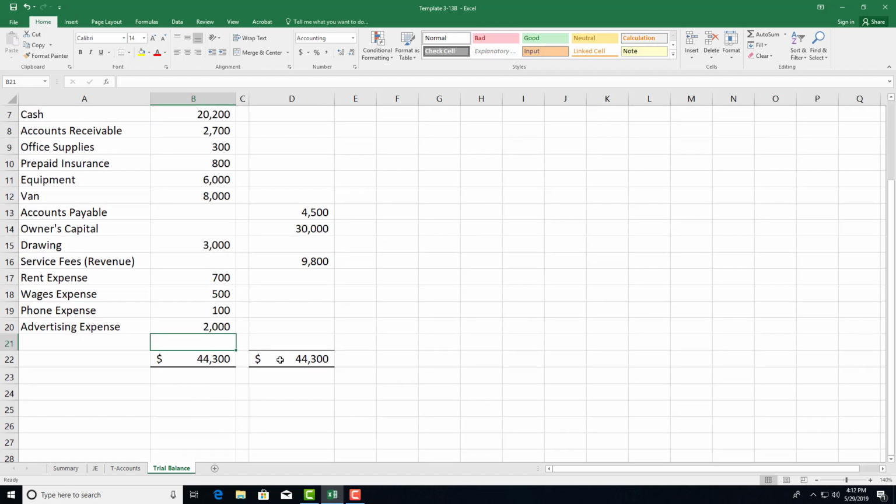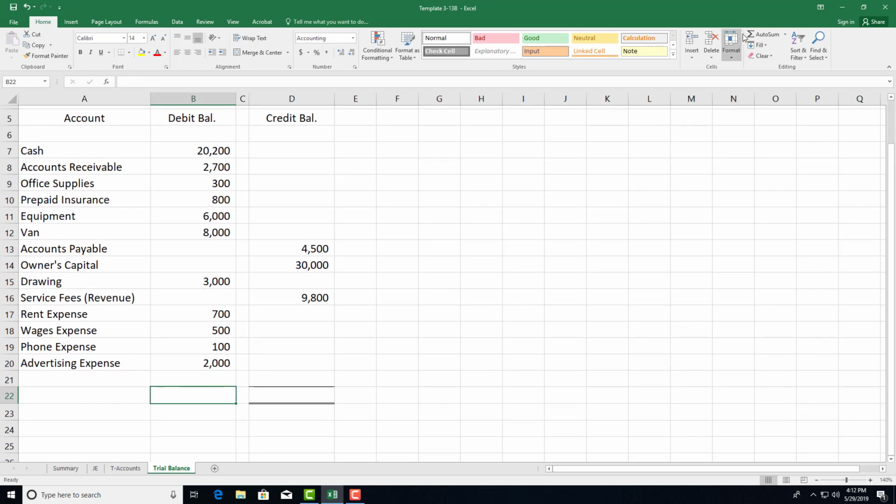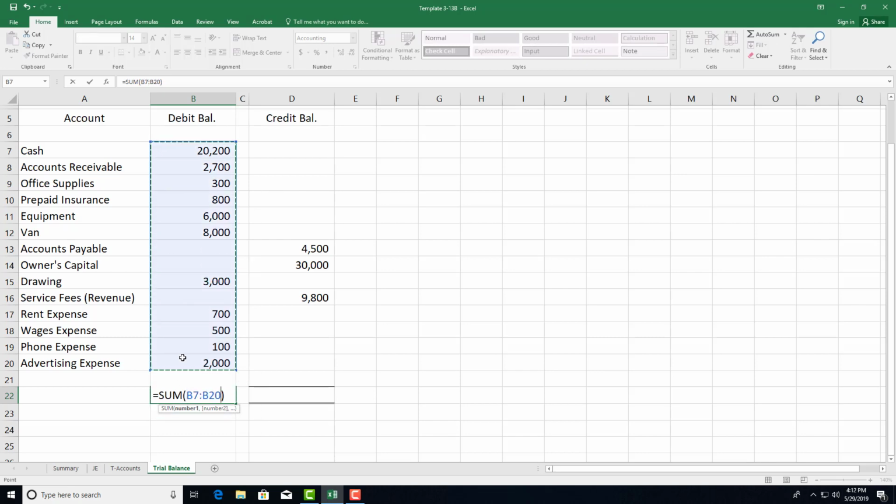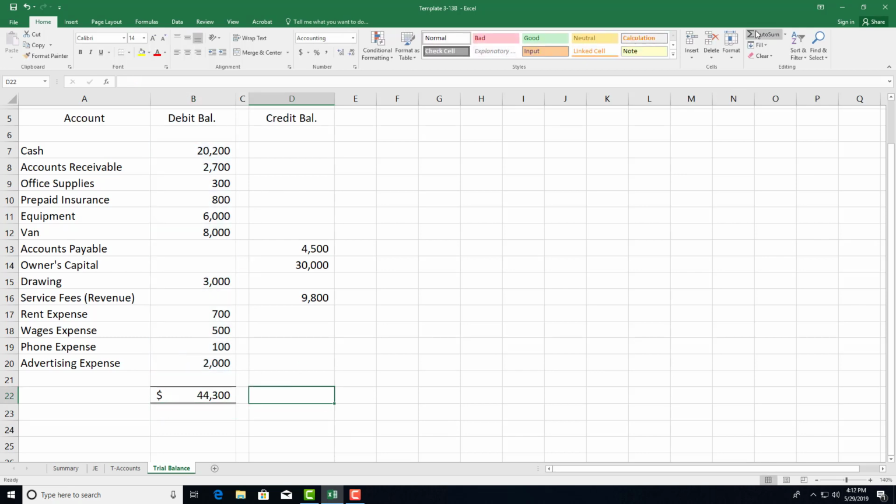And I already had this auto summed. I'll show you how I did that. I'll delete those real quick. But I simply just used my auto sum feature, made sure I highlighted all of those cells. Same thing on the credit side. And the trial balance is nothing more than a list of all of the accounts and their balances, and it shows that debits and credits are equal.